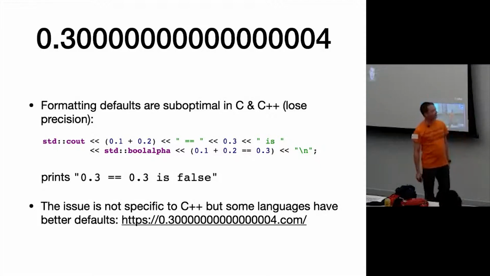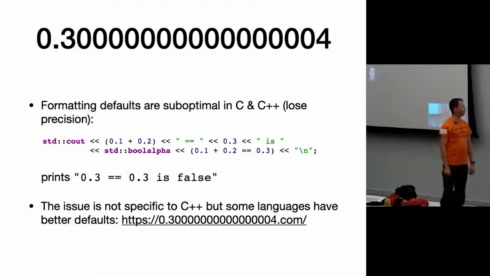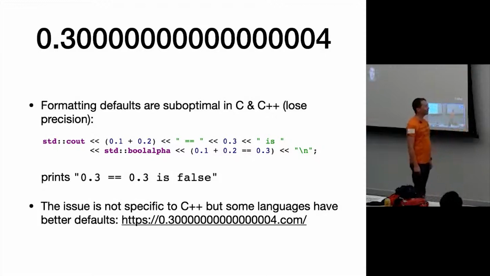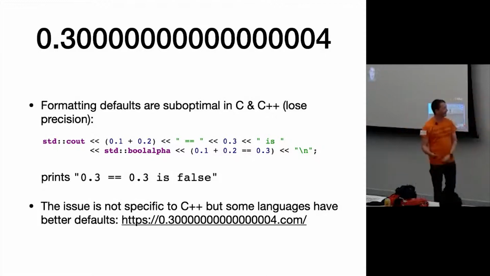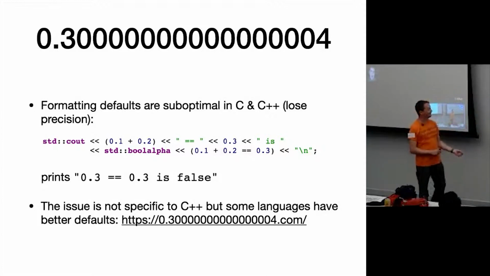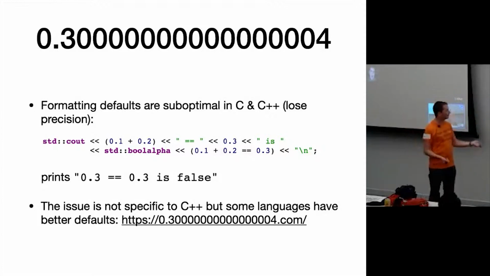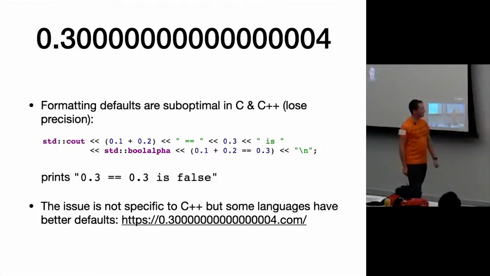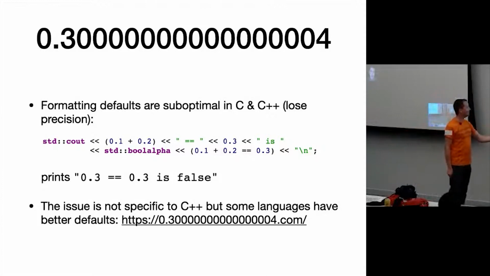So formatting defaults are a problem in C++, C, and other languages and APIs. Look at this example: we add 0.1 and 0.2, and compare it to 0.3, which should be the same. It will give you a very interesting output: 0.3 equals 0.3 is false.